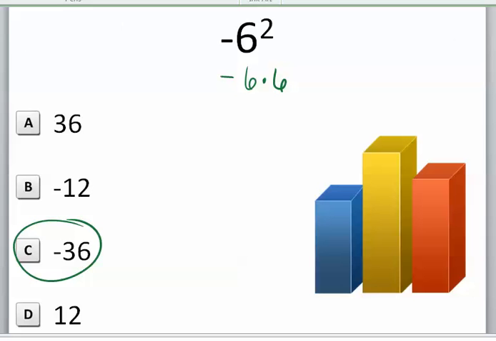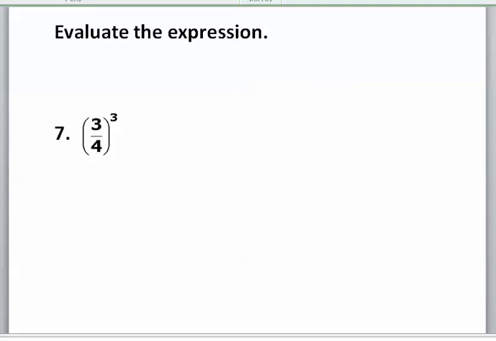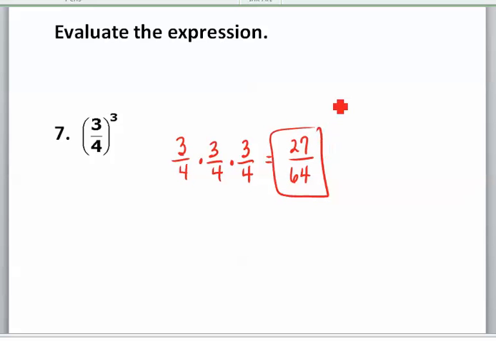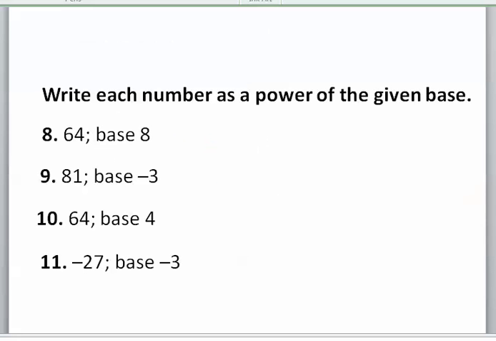Alright, this is where we just left off with our powers and exponents. So let's go on to the next problem. This next problem says I have a fraction that's cubed. That means I'm going to write the fraction 3 times and then multiply them together. 3 times 3 times 3 is 27. 4 times 4 times 4 is 64. And I'm finished. 27 over 64 is the correct solution.